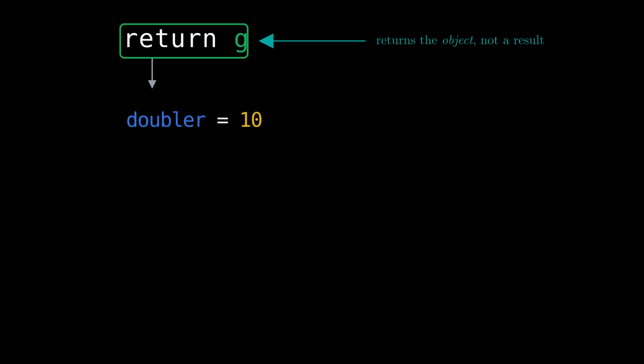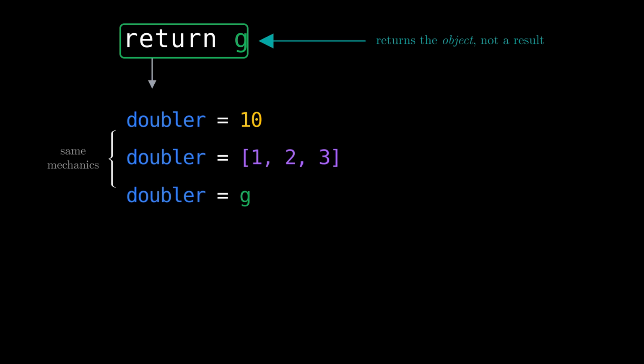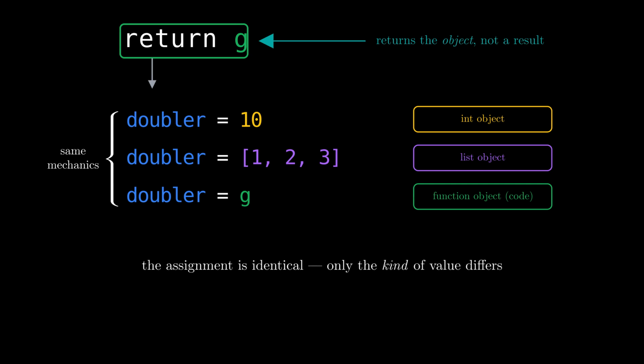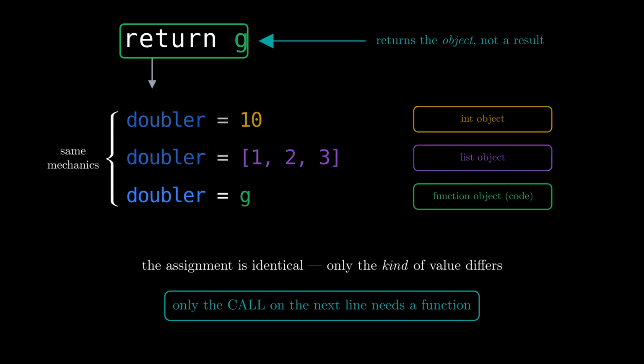Compare these three lines. Doubler equals 10. Doubler equals a list of numbers. Doubler equals g. All three assign a value to doubler. In the first case, the value is an integer. In the second, a list. In the third, a piece of code associated with a function. The assignment mechanics never change. Only the kind of thing on the right-hand side changes. Assigning works whatever the value is. It is only the calling on the next line that needs doubler to hold a function.